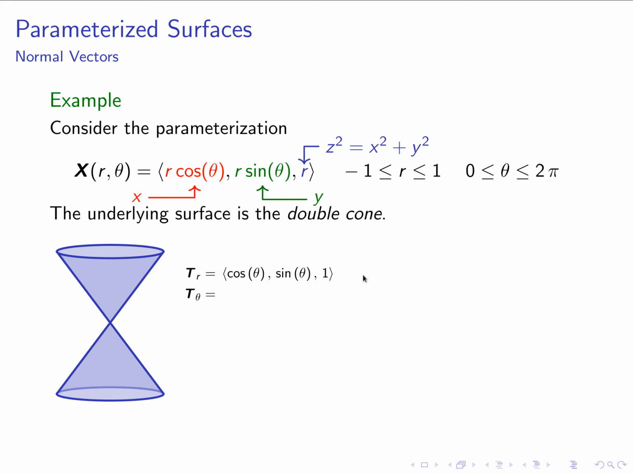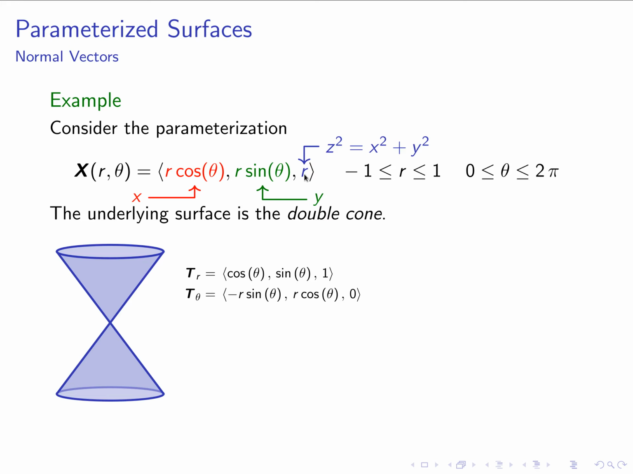Let's look at our second tangent vector. For this one, we're differentiating each of the coordinates with respect to theta. Well, if x is r times cosine theta, then the derivative of x with respect to theta should be negative r times sine theta. If y is equal to r times sine theta, then the derivative of y with respect to theta is equal to r times cosine theta.